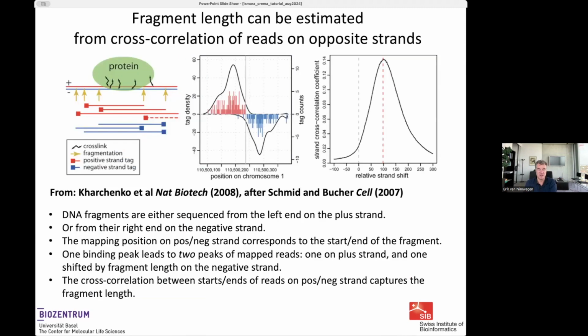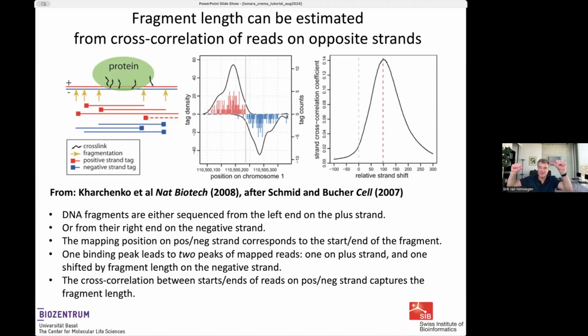Okay, so in sort of 2007, Christoph Schmidt and Philip Bücher were the first to sort of show that you can kind of estimate fragment lengths in ChIP-Seq data from correlations in the density of fragments on the positive and negative strands.